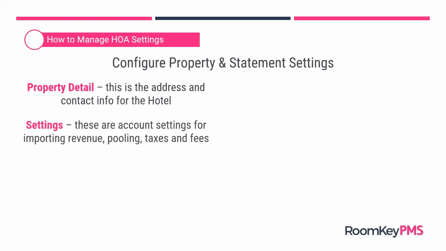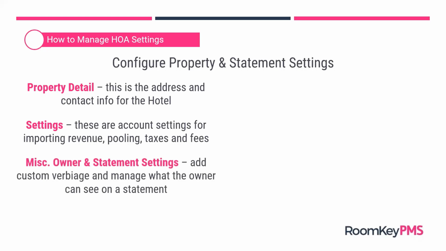These details do show up on the statement that is remitted to your owners on a monthly basis. The next group of settings can include the account settings, settings for importing revenue, pooling revenue, if that is an option for your property, as well as taxes and fees. The next section is miscellaneous owner and statement settings. This is where you can add custom verbiage and manage any items that the owners would see on their statement at the end of the month.